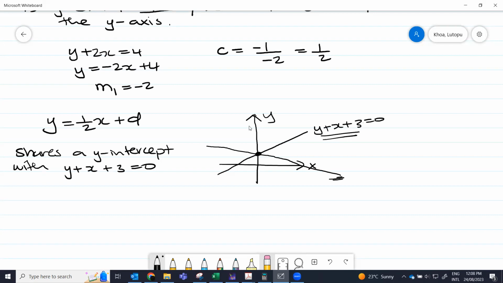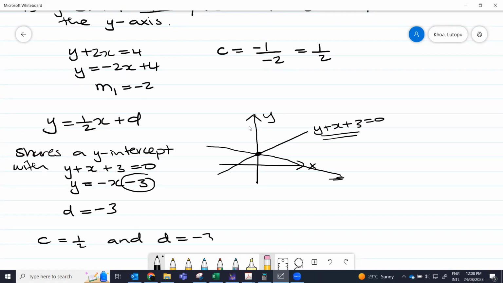So we need to work out what is the y-intercept of this line, and then that will be the value of d. So to get the y-intercept, we write it in standard form. Y is equal to -x minus 3. So this is our y-intercept. So d is equal to minus 3. Okay, so we've worked out our values. C is a half, and d is minus 3.